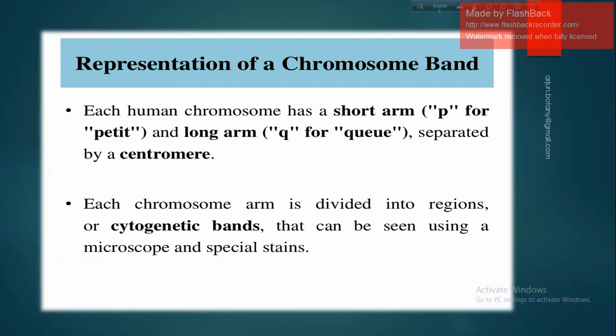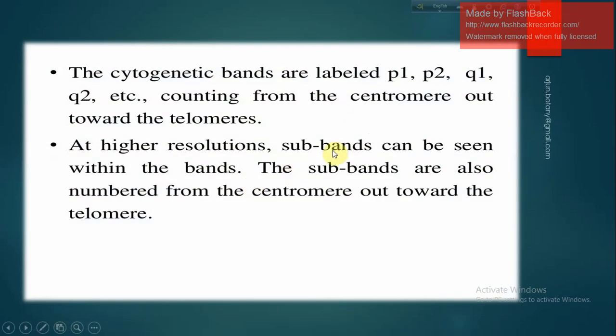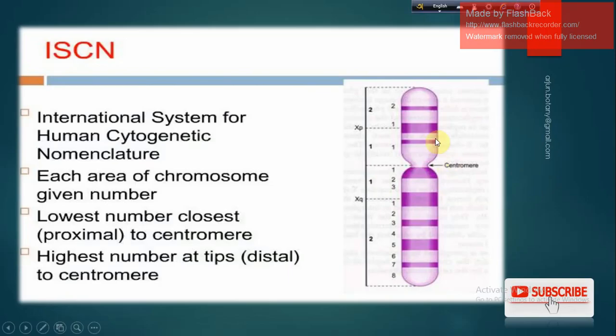We know that in a chromosome there are two arms. One is the short arm and another is the long arm, depending on the centromeric position. The short arm is designated as P and the long arm is designated as Q. So we can divide the regions by using the P and Q symbols. We can see P1, P2, Q1, Q2, and the high resolution subbands can also be subdivided. If we look at the picture, this is the short arm and this is the long arm, the short arm designated as P and the long arm designated as Q.